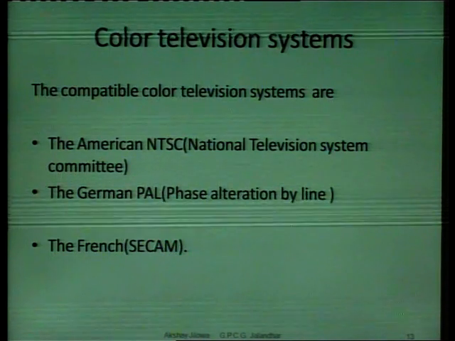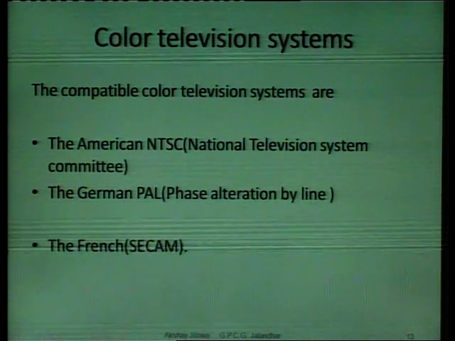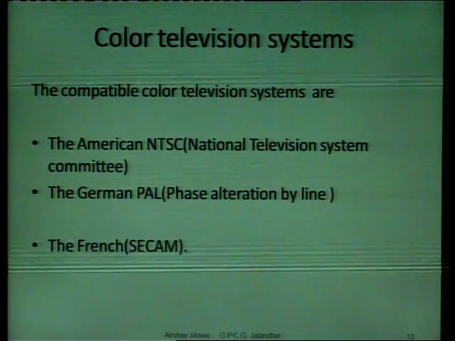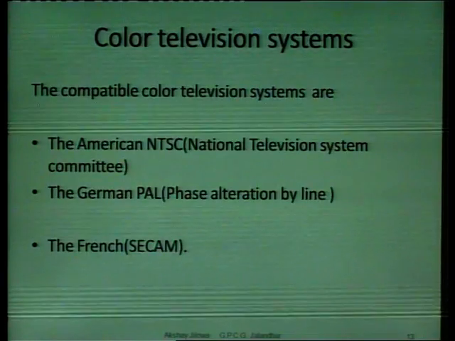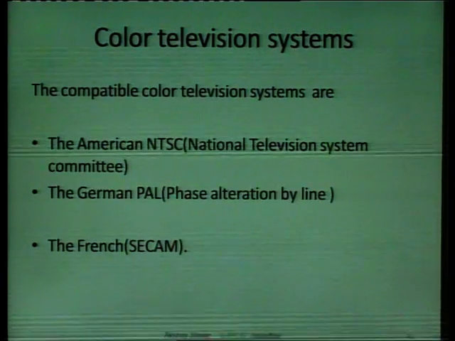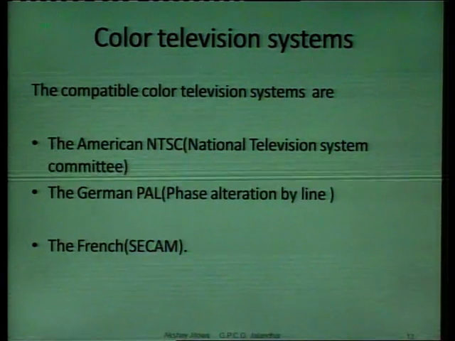The compatible color television systems are the American National Television System Committee NTSC, the German PAL, phase alternation by line, and the French system SECAM.